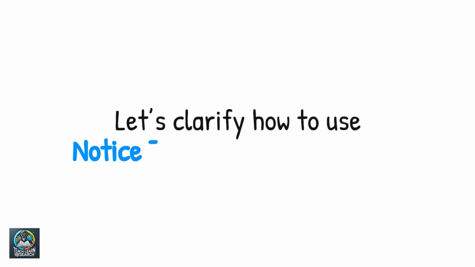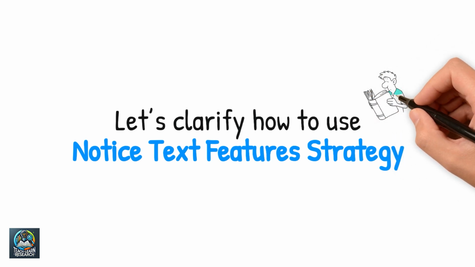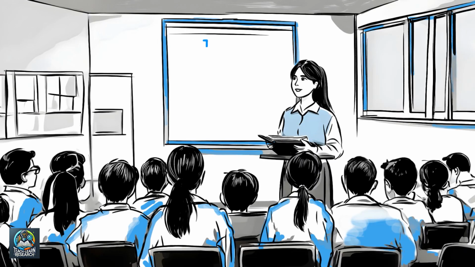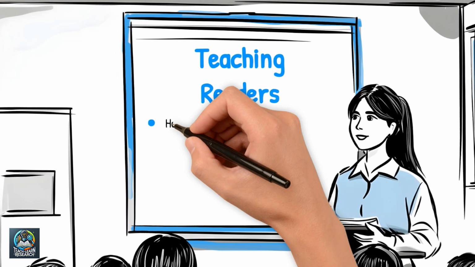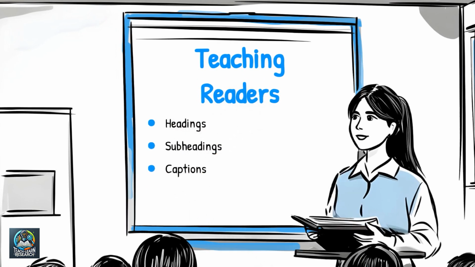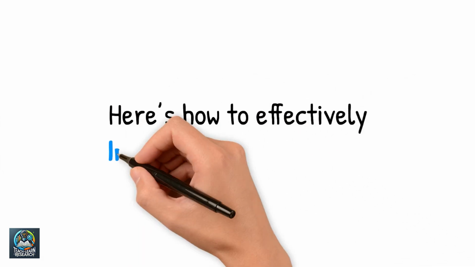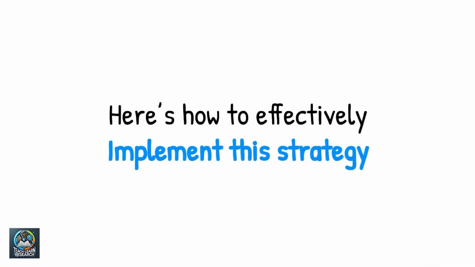Let's clarify how to use the Notice Text Features strategy during reading. The Notice Text Features strategy involves teaching readers to recognize and understand various text features, such as headings, subheadings, captions, graphs, and tables, to enhance comprehension, especially in informational and nonfiction texts. Here's how to effectively implement this strategy during reading.